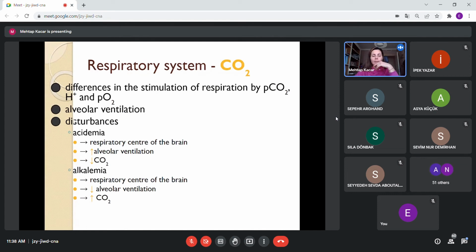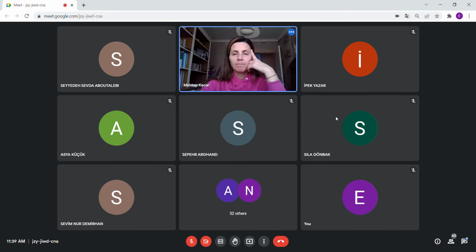You can see here some disturbance in the respiratory system. In acidemia or in alkalemia, of course, respiratory rate changes because the respiratory center of the brain takes stimulation via hydrogen ions, and it leads to changes in respiratory rate and carbon dioxide excretion. It's enough for you because it's a little bit detailed topic actually.